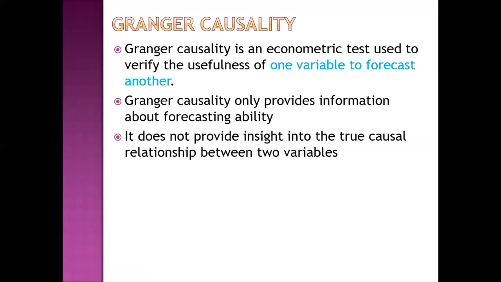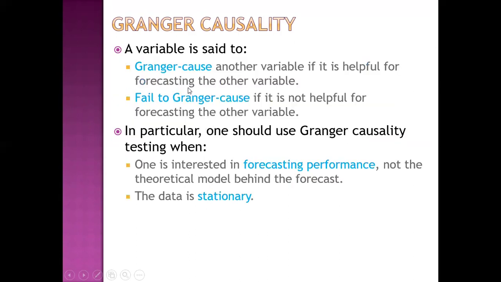Granger causality is an econometric test used to verify the usefulness of one variable to forecast another variable. Granger causality only provides information about forecasting ability. It does not provide insight into the true causal relationship between two variables. A variable is said to Granger cause another variable if it is helpful for forecasting the other variable, and it is said to fail to Granger cause if it is not helpful for forecasting the other variable.